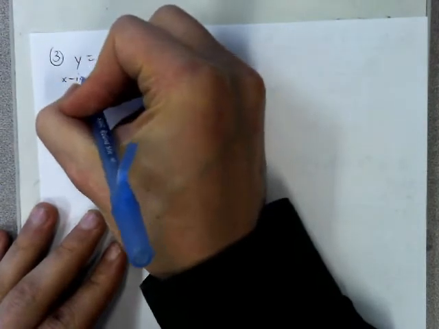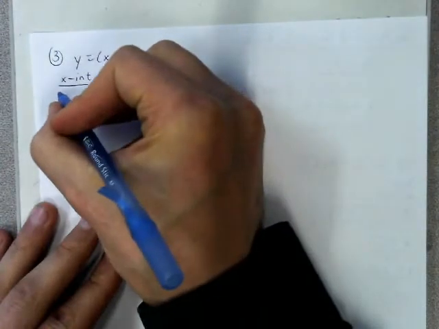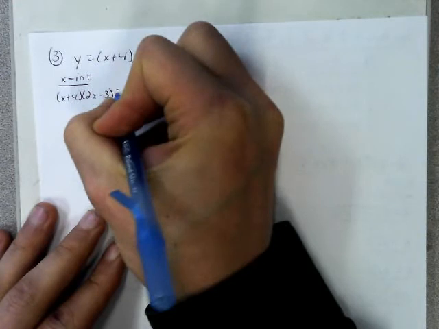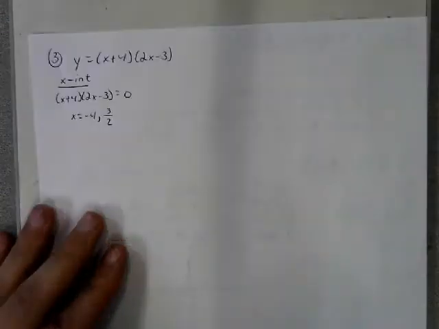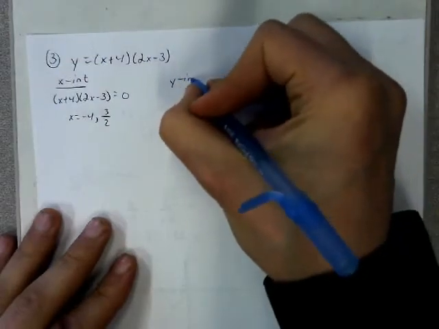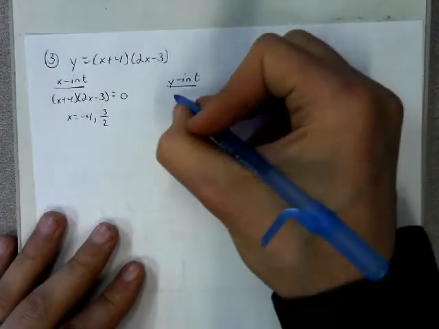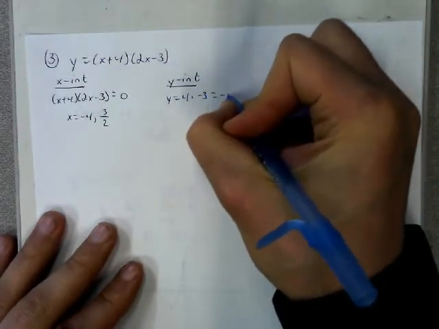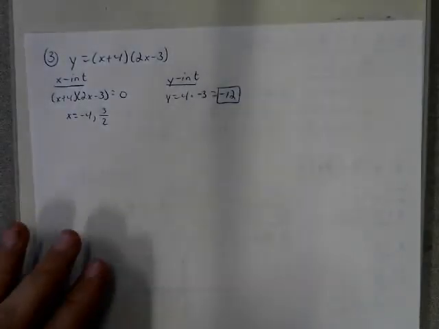So now, here's the problem. Let's find the x-intercept. The x-intercept, we let y equal 0. If you let that equal 0, that's the perk of this form. x equals -4 and 3/2. Just by looking at it, you can tell. The y-intercept is also very easily calculated. If you plug in x as 0, you get y equals 4 times -3, which is -12. So you can find both intercepts very easily.